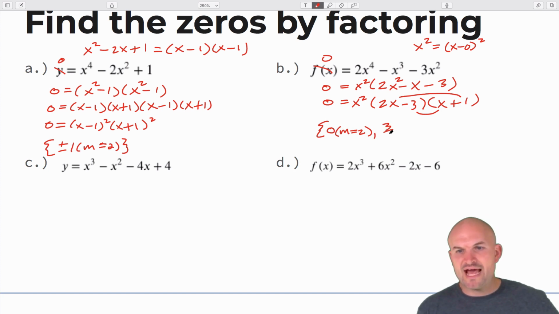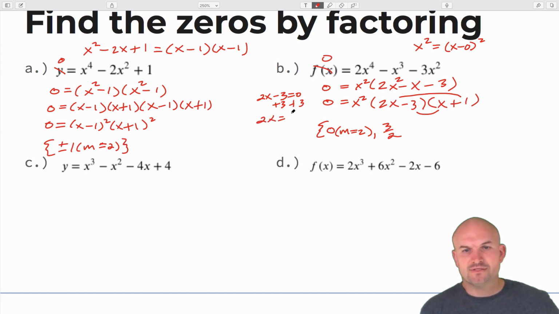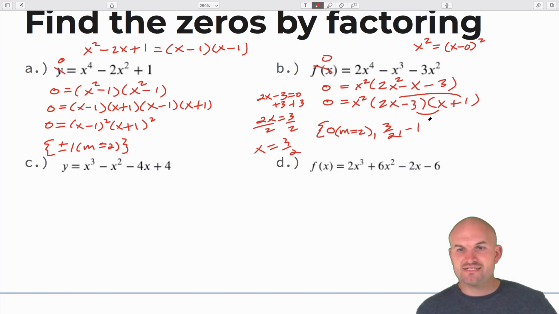Then we're going to have 3 halves. Again, if you were just to set these equal to 0, plus 3, 2x is equal to 3, divide by 2, x equals 3 halves. And then also x is equal to negative 1.